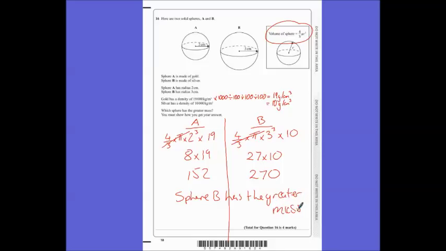Cancelling out by the 4/3 pi just means that we don't have to do any really difficult calculations, because we're only after a comparative figure, not the actual figure itself.